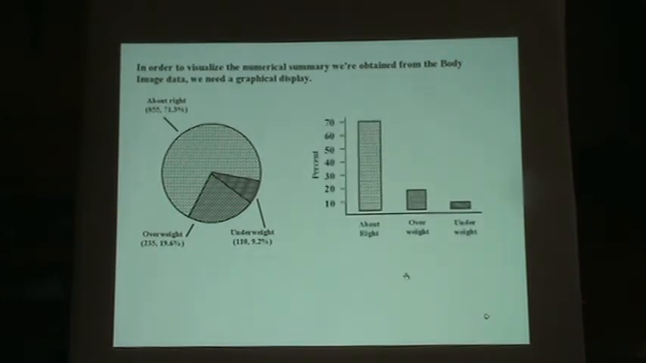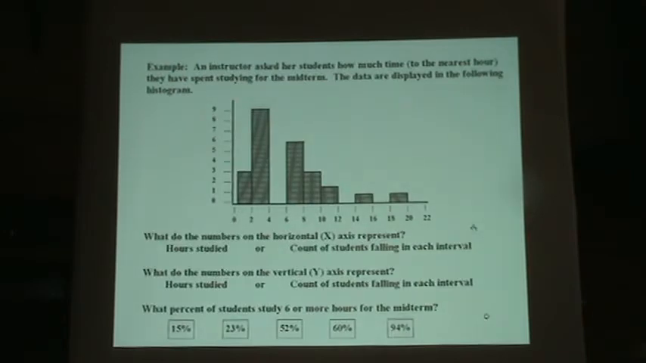And we can report it in terms of a bar chart also. So these are 3 very appropriate ways of dealing with working with one categorical variable. In this particular categorical variable, we ascribe 3 attributes to it: about right, overweight, and underweight. Okay, let's move on here.